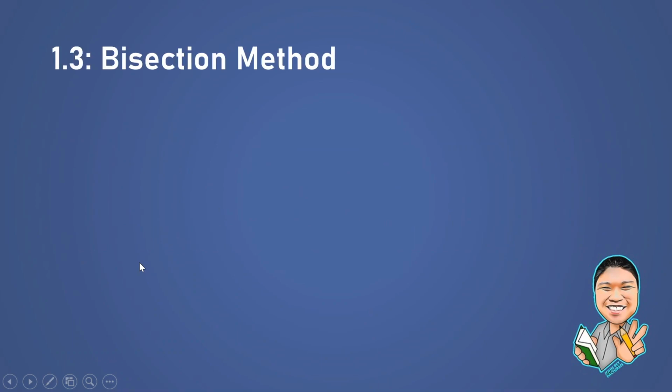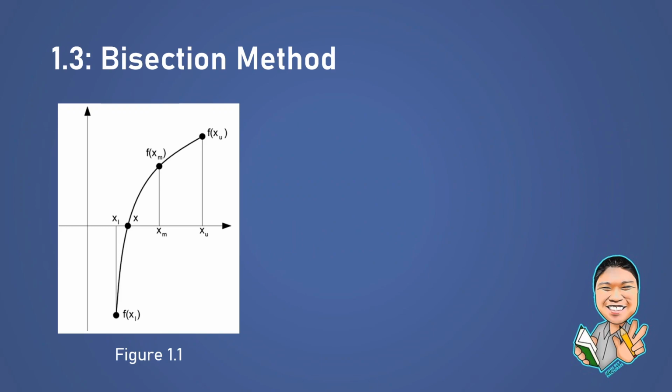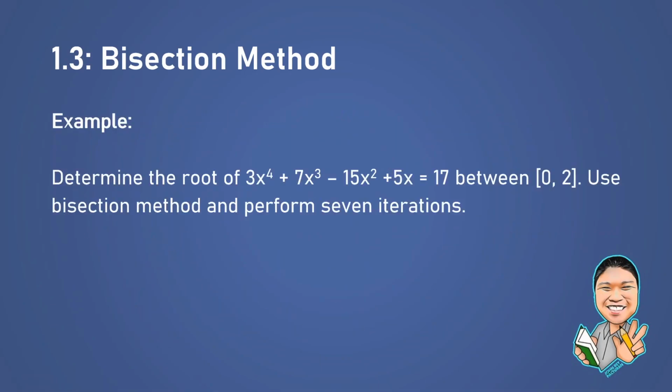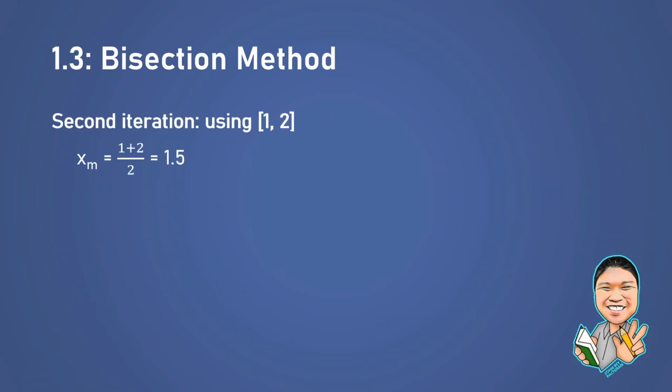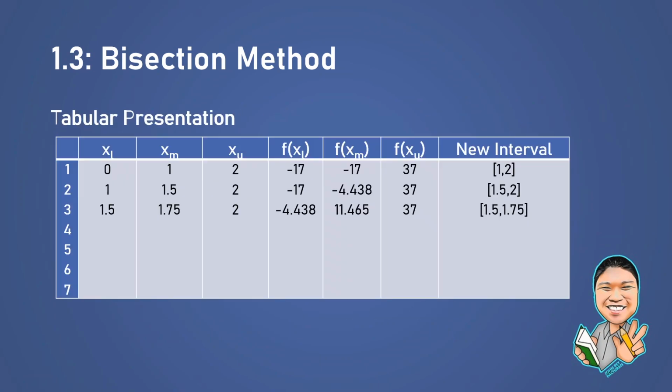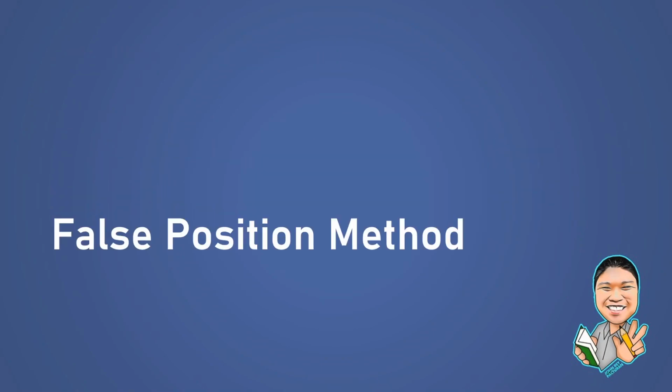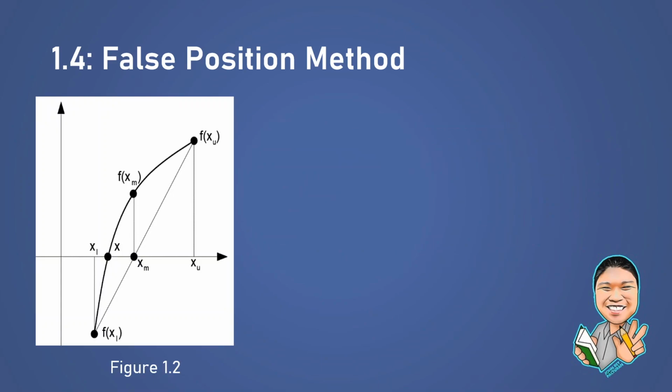That is very different. Balikan ko lang yung ating bisection method. In the bisection method, ang paghahanap ng x sub m is simply taking the average of x sub l and x sub u. However, in the false position, ang gagawin natin is ito. Gagawa ka ng line segment kung saan mag-intersect, yun na yun. And syempre, may x sub m tayo.